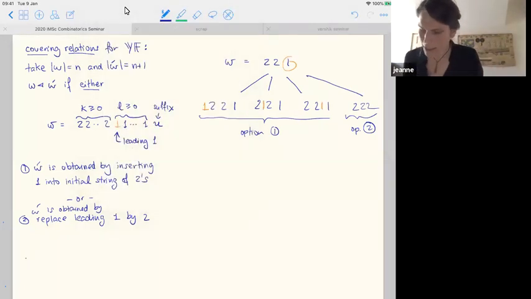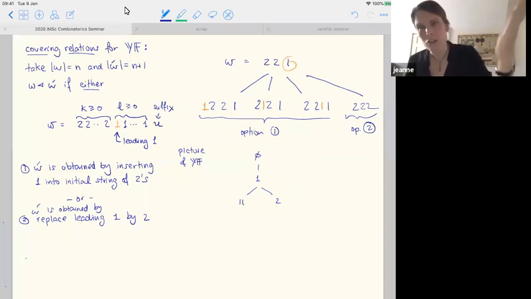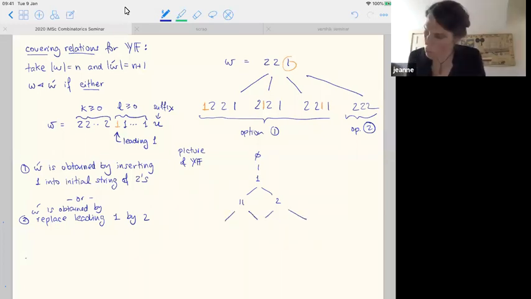So just to quickly give you a picture of YF, we start with the empty word, and then we have the single word of length one, and it is covered by the two words of length two, namely one, one, and two. Both of them cover one, because we can either insert a one from the left or just turn this single leading one into a two. And then, in one, one, we can add a one to the left of that, or we can take the initial one and turn it into a two. Alternatively, we can get 2-1 by taking two and adding a one to its right. So 2-1 is obtained in two different ways. And finally, we could take a one and add it in front of two.